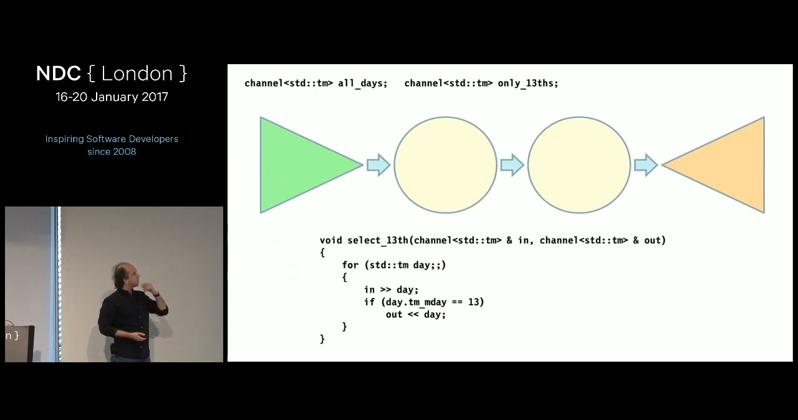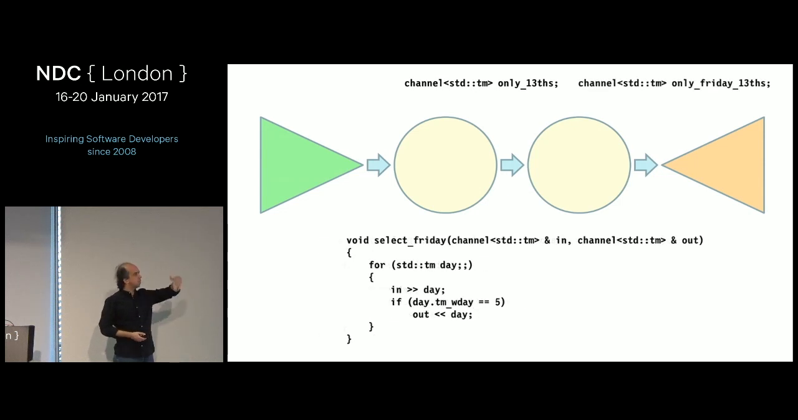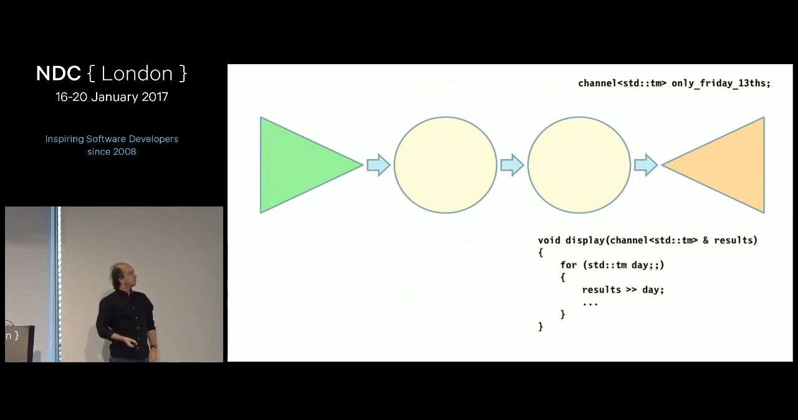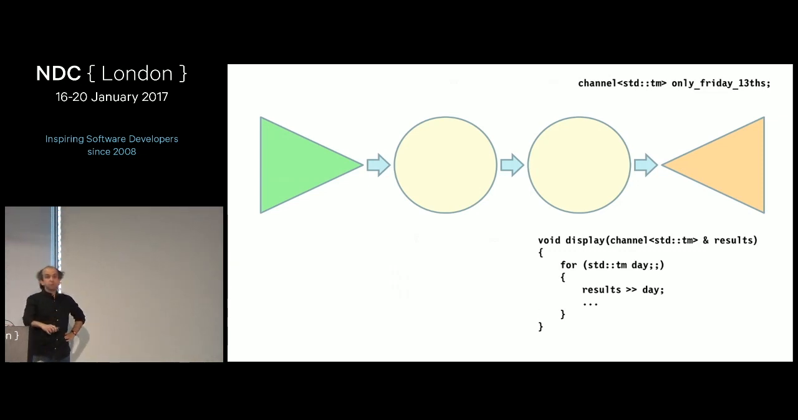Then we'll wire up the next bit by saying, you give me all of those days, that's the input, and then I'm going to give you the output, which is only the 13ths. So I'm going to select in, read a day. If it's the 13th, then I write it out, otherwise I'm not going to. Then the next one, I only want the Fridays, and we wire that one together, and then finally we actually display it and pick that stuff up. So there's a nice little pipeline progression there. That will give us all the Friday the 13ths of interest.